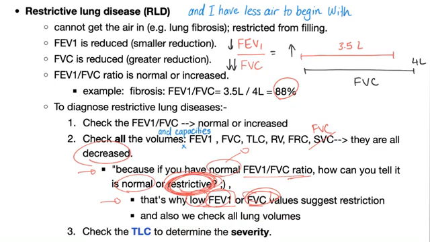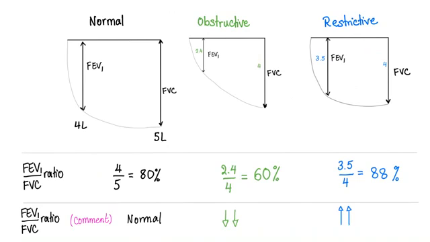And also check all of the lung volumes. How to determine the severity of a restrictive lung disease? Check the TLC. The lower the TLC, the greater the severity. Now, students hate these graphs, but they are actually very easy. This is not calculus, this is not astrophysics, this is like 5th grade stuff.